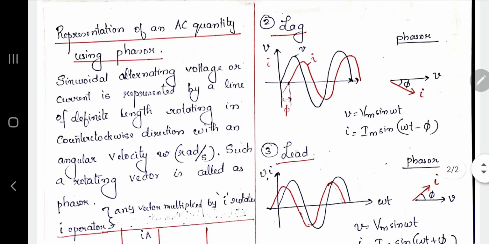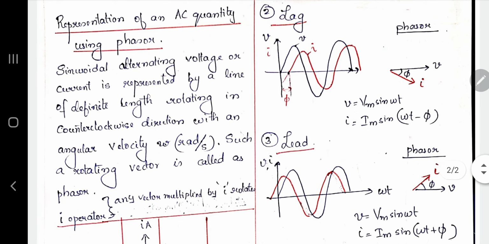Let us move on to the second and third concepts, that is lag and lead, and how we can represent them using the phasor. Here you can see the voltage waveform and this one is the current waveform. Now, representing it in a phasor diagram, how can we represent it? The voltage waveform is already starting from a 0 position. Now what about the current waveform? The next one is current.